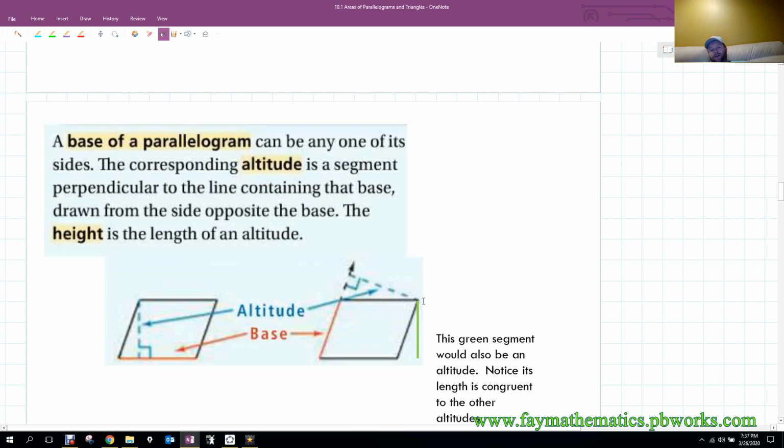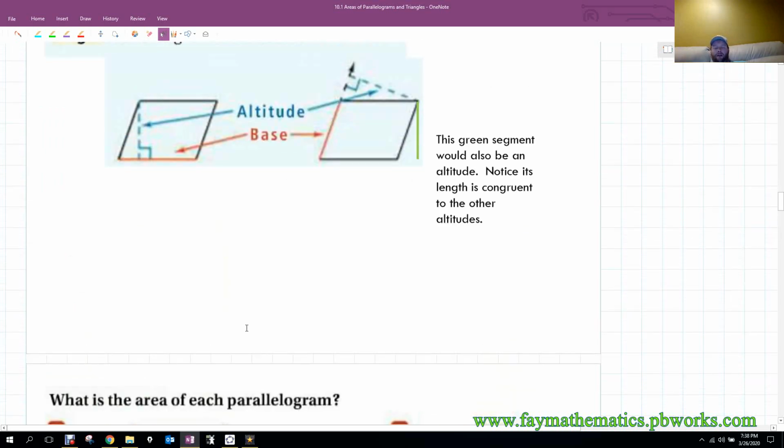But over here, this could be an altitude as well, because by definition, it starts on one base and goes perpendicular to the line that contains the other, okay? So this would also be an altitude. The one thing to think about is that altitude there, though, is not necessarily going to be the same as that altitude in terms of its size. Likewise, this red base here is not going to be the same as that red base in size. Okay, so those are things to think about when we're working with parallelograms.